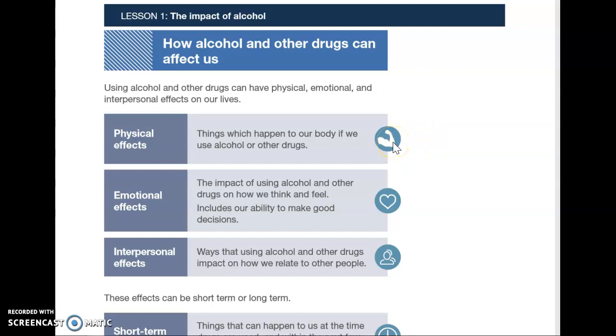And if you're unsure, perhaps if there's people in your household where you're living who have drunk alcohol and might know, then perhaps ask them and say, how does it affect you physically? And that will help you in the first writing task we're going to do.